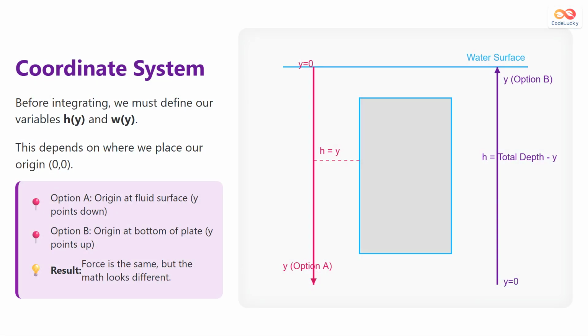Before we can compute anything, we must set up a coordinate system. This is a critical step. You can place your origin at the water surface with the positive y-axis pointing down, making the depth simply equal to y, or you can place the origin at the bottom pointing up. Both methods work, but they change how you write your depth function h of y. Consistency is key.